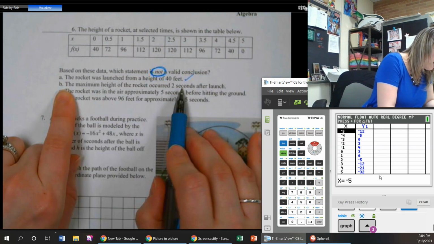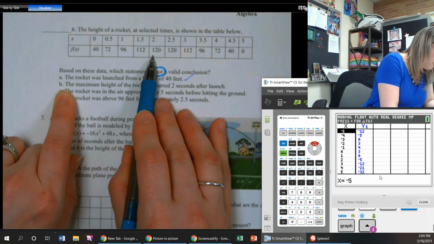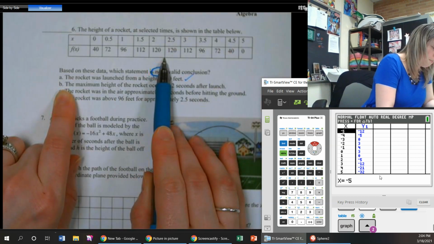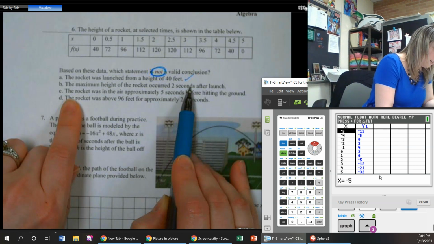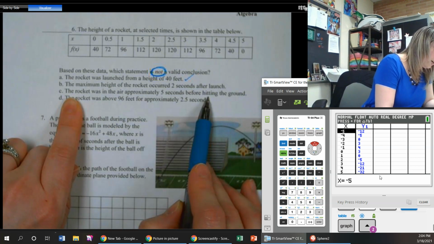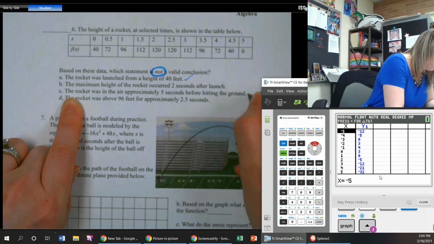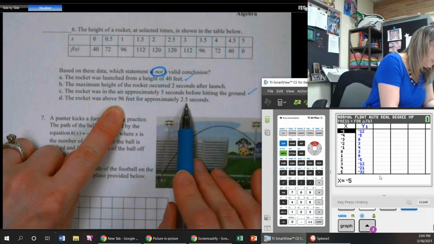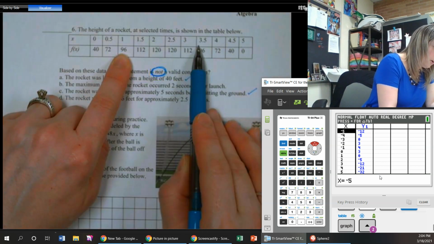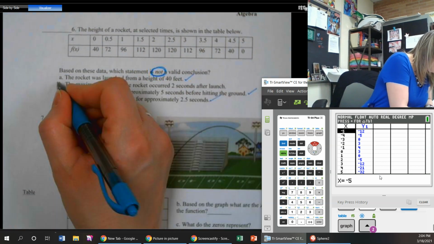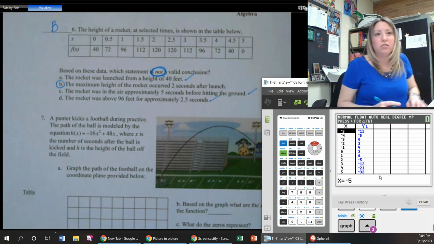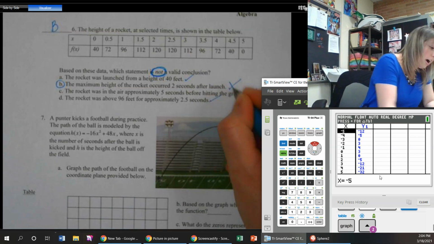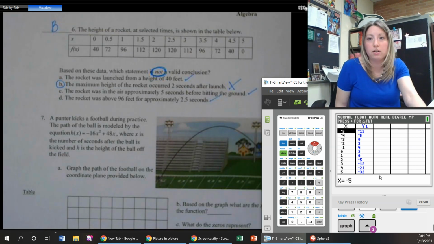The maximum height of the rocket occurred 2 seconds after launch. Well, between 2 and 2.5 seconds is my maximum, right? So I'm not sure about this. I can't really check it yet. The rocket was in the air approximately 5 seconds before hitting the ground. Absolutely. That is definitely true. The rocket was above 96 feet for approximately 2.5 seconds. Above 96 to above 96, that's 2.5 seconds. So the one that I wasn't sure about, I was thinking, no, that's probably not true. Not true, right? That's the one not valid conclusion.